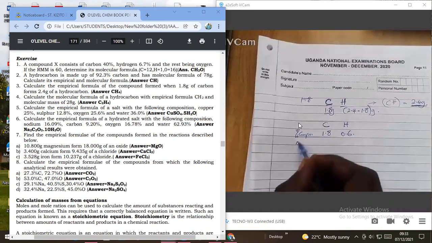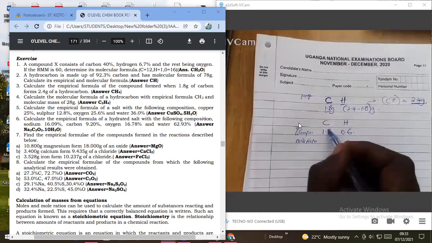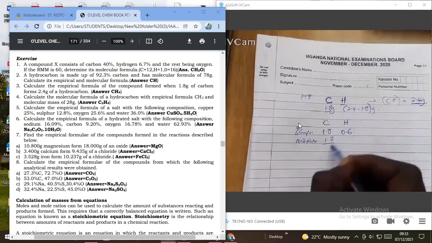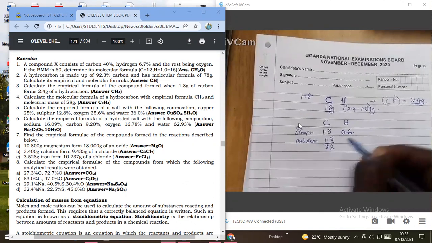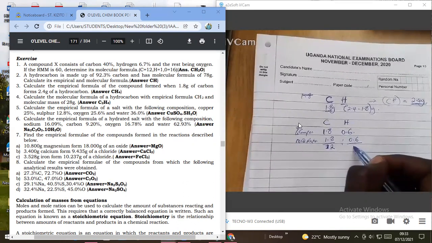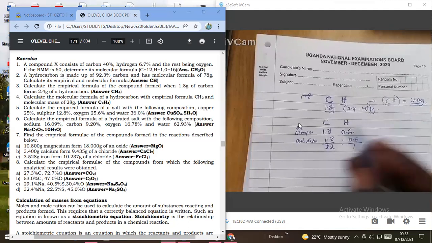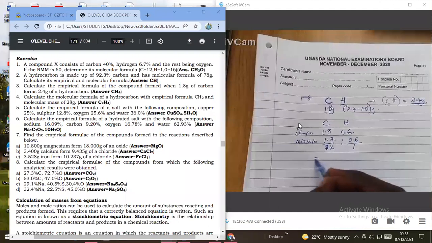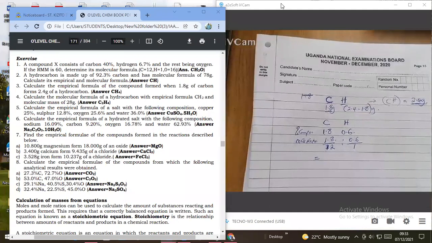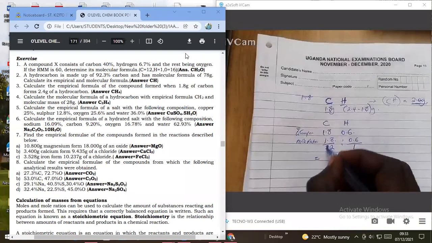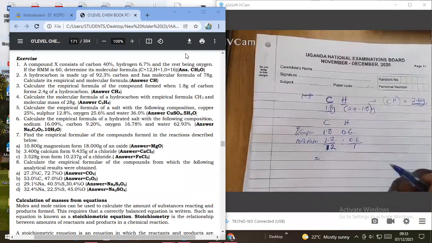Now we want to get the mole ratios. Get the mole ratios by dividing this by relative atomic mass. It's going to be 1.8 divided by 12, that's for carbon. And then we have 0.6 divided by 1, which is hydrogen. So if you divide this by 12, what do you get? Sonia, 1.8 divided by 12, what do you get? People don't have calculators. Lynette, what do you get?